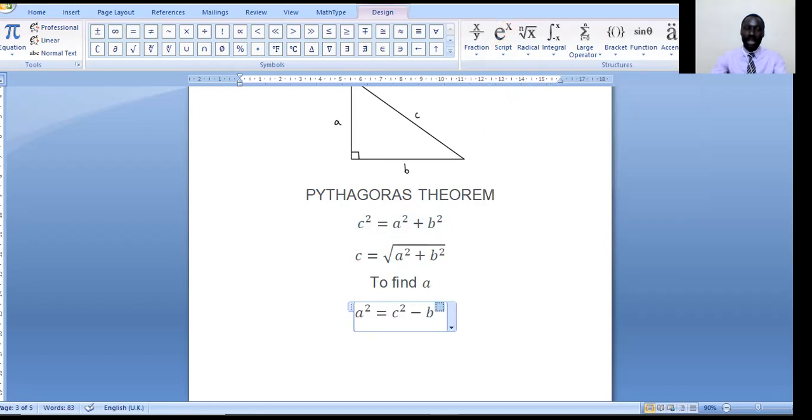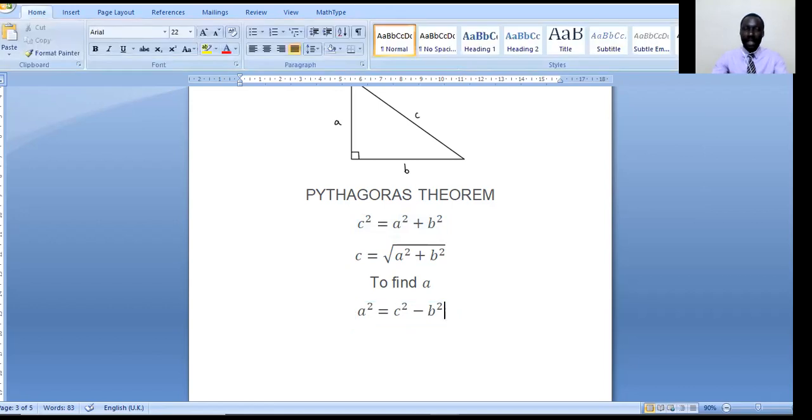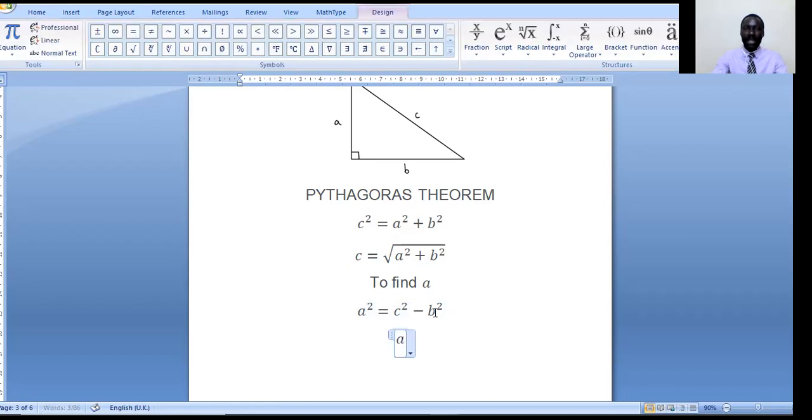Now, how do we find the value of A? To find the value of A, we need to get the square root of C squared minus B squared. So in the next step, A, this time not A squared, just A, is going to be equal to the square root of C squared minus B squared. That gives us the value of A.